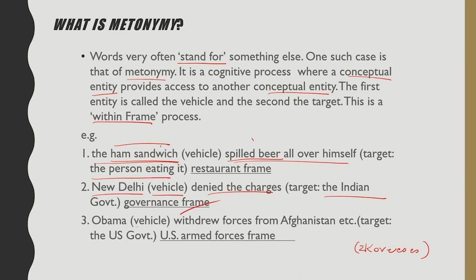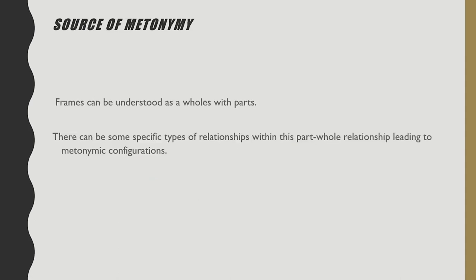So, Obama withdrew forces from Afghanistan, or let us say we can just replace Obama with Biden. Joe Biden withdrew forces from Afghanistan. So, the target here is the US government. So, this is the frame. Within a frame, one entity can refer to another entity, and that is why we call metonymy a cognitive process that is entirely within frame.